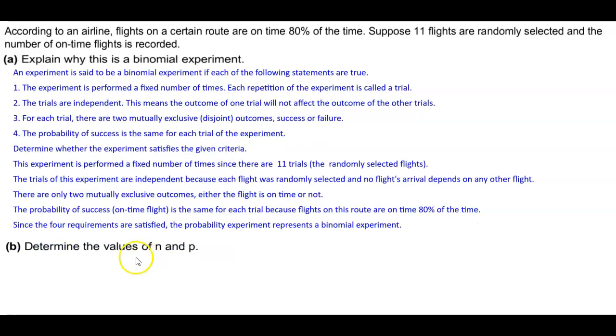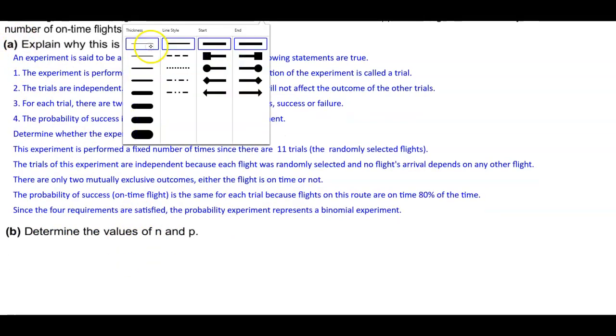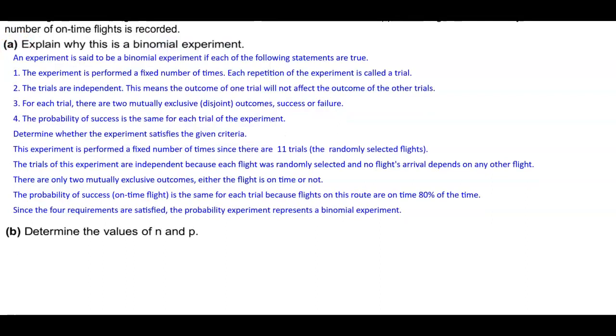Okay, now in part B it says determine the values of n and p. Well, n represents the number of trials, so we know there are 11, so n is going to equal 11. Okay, and p represents the probability, so we know that p is equal to 80%, but we need to convert that to a decimal. So that's going to give us 0.80. So therefore, there are the values of n and p.